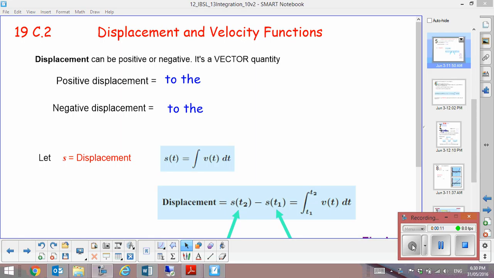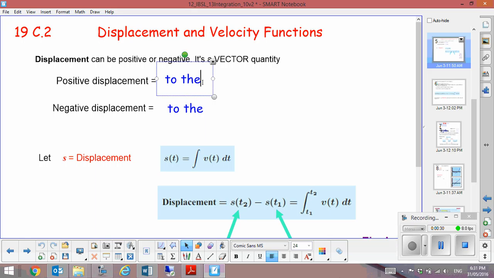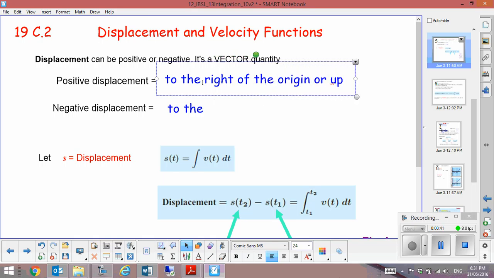So in 19C2, they look further at displacement and velocity functions. Displacement was introduced in C1. Displacement can be either positive or negative. It's a vector quantity. Hopefully you remember that. If it's a positive displacement, then that means what? It means the position is to the right of the origin, or above, above the ground level or whatever.